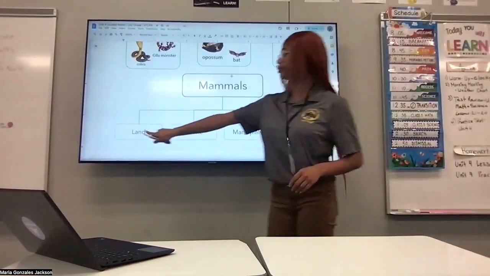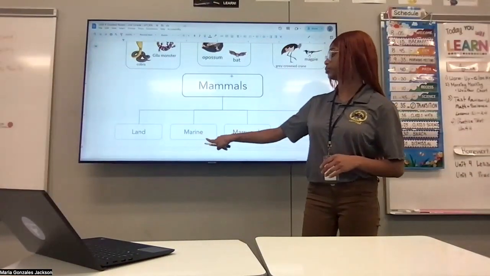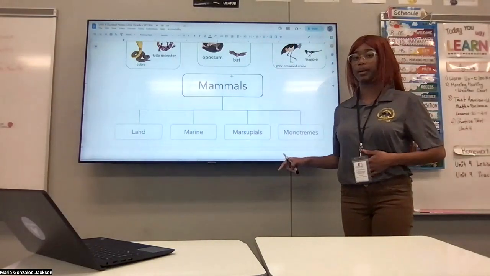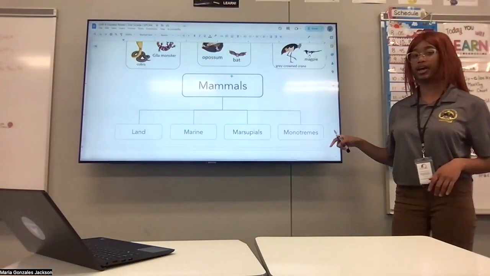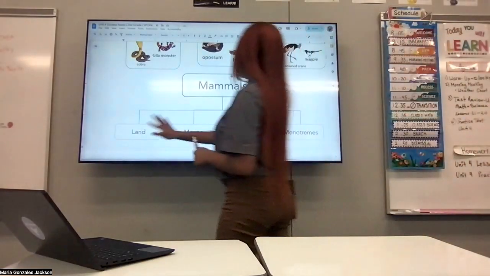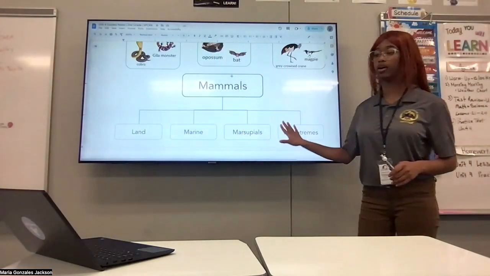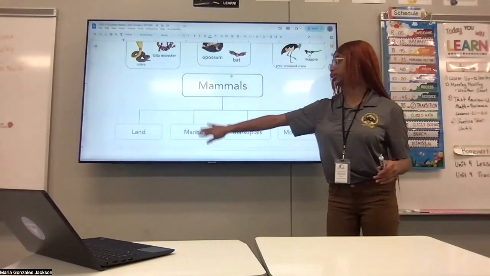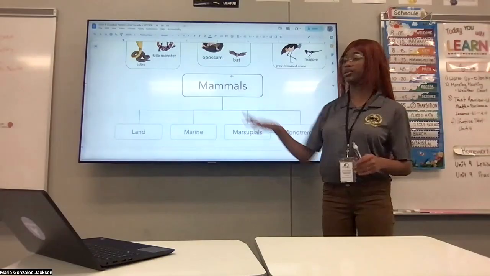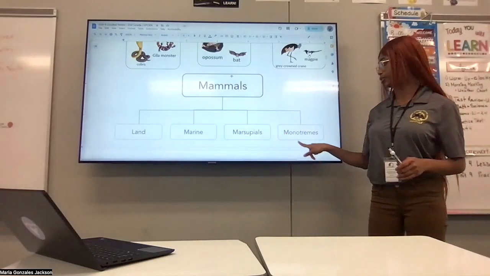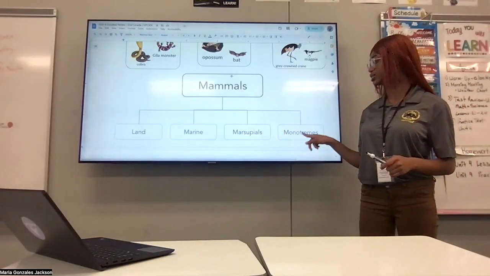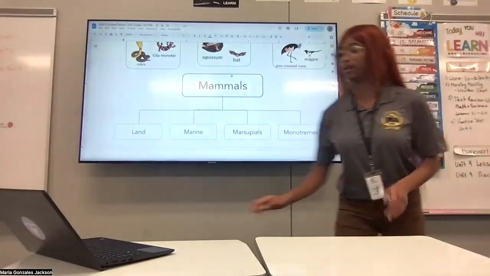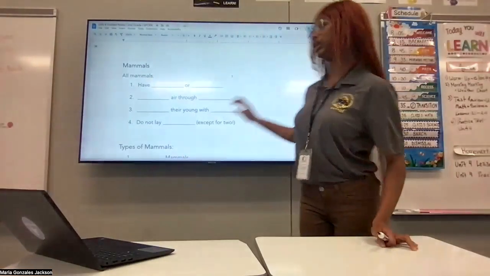We have land mammals, which live on the land, marine mammals, which live under water, marsupials, which have a pouch, and monotremes, which lay eggs. That's right. All 4 of these categories are all mammals. Land mammals are mammals, marine mammals are mammals, marsupials are mammals, and monotremes are mammals. If you have the packet that we did in class, Miss Noel made a mistake and she wrote mammals again, so you can cross it out and write monotremes.